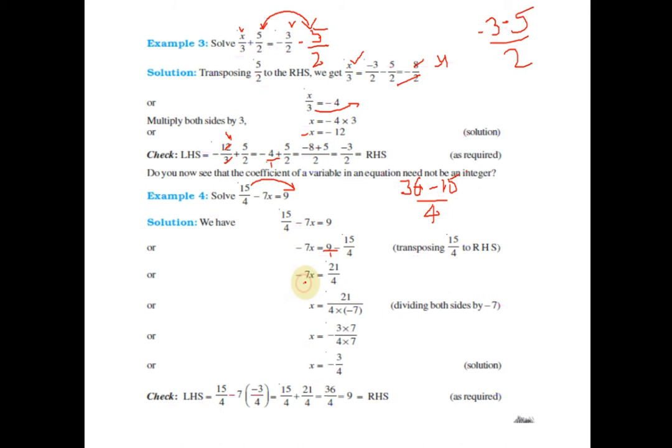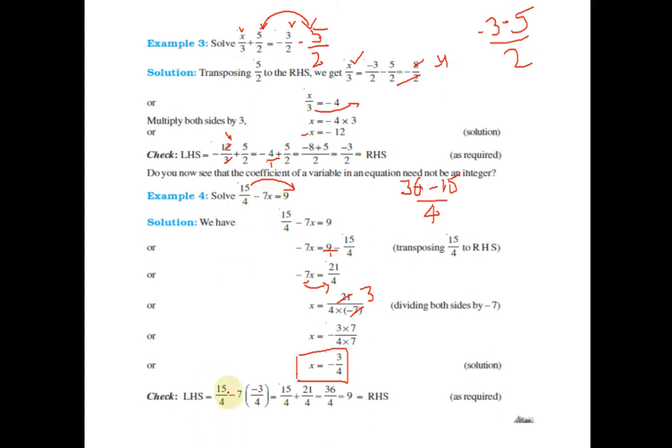Now send this minus 7 to the right hand side, and it will go into division, because in the left hand side it is in multiplication. Now this 7 will cut this 21 by 3 times. A minus sign is here, so minus 3 upon 4 you will be getting as the answer. To check whether the answer is correct or not, you will be putting this value minus 3 upon 4 in this equation.